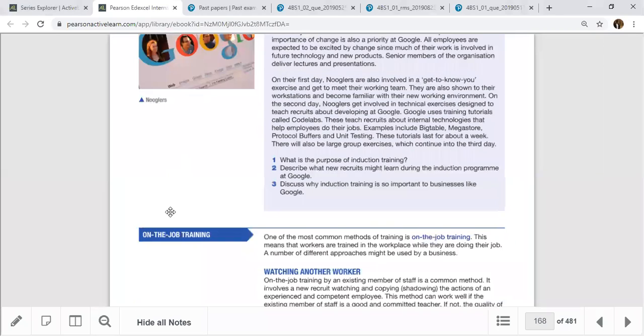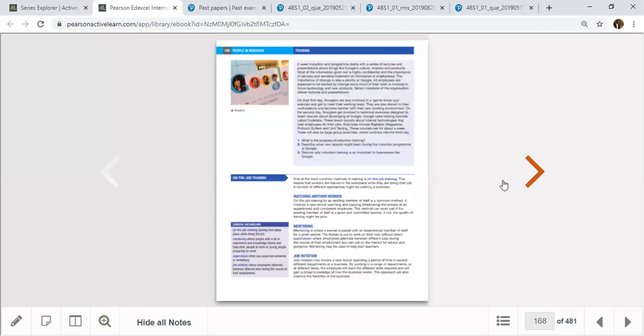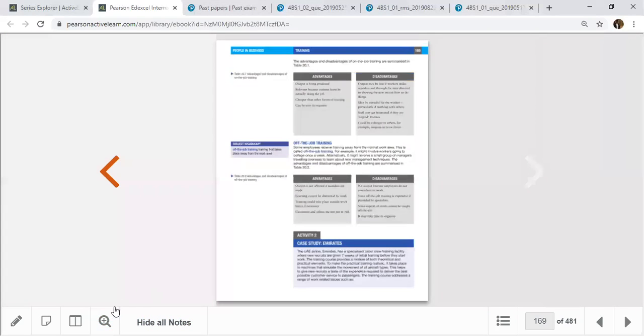And also, we talk about on-the-job training. It's training happening while you're working. This can be done in several ways: by watching another worker and copying, which we call shadowing, and also mentoring and job rotation. These are the main methods of on-the-job training. It's easy to organize. We also talk about the main advantages and disadvantages of on-the-job training.